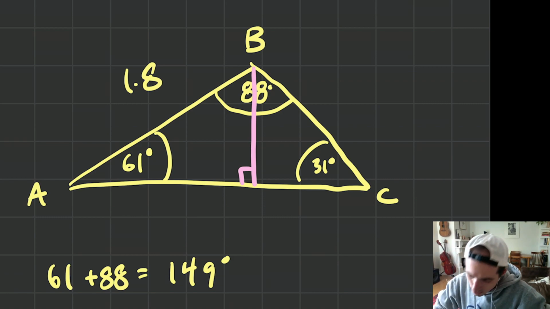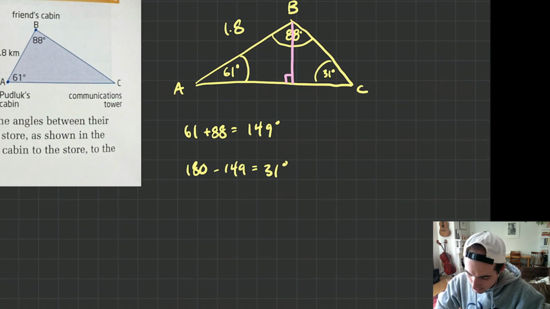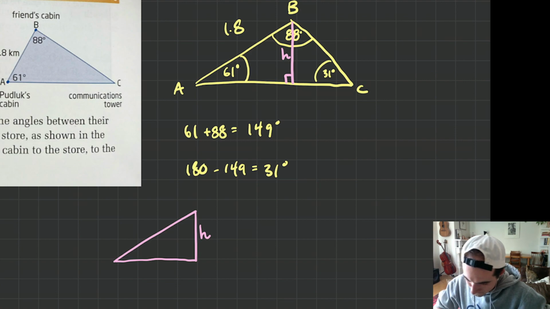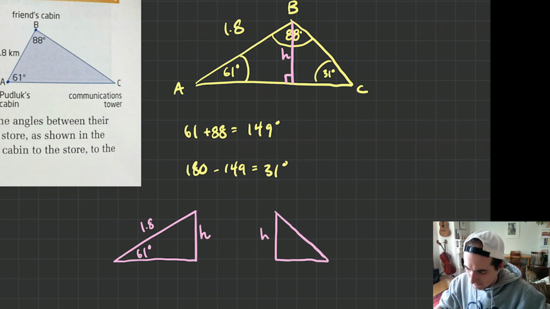So we've got this right angle triangle, and now what I'm going to do is draw both of these right angle triangles, and I'm going to draw everything that I know about them. So here's one of them. I'm going to call this side H because it corresponds to the height of the triangle. Okay, this is 61 degrees. This is 1.8. Okay, this over here, this also has H in it. And we know that this is 31 degrees. And that's really all we know.